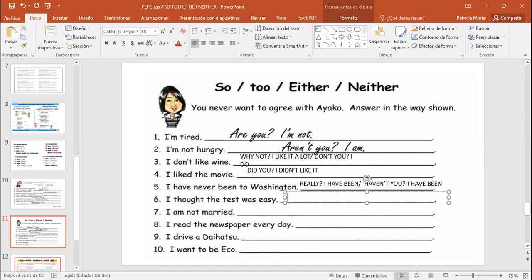I thought, el verbo está en pasado, ¿verdad? Entonces puedo hacer como esta, algo similar como esta. Vamos a hacer podría esa. Podría ser, no sé, ¿verdad? Did you? I didn't. Did you? Ajá, I didn't. Okay, I didn't in that seat. Okay, I'm not married. ¿Cómo les quedó esa?